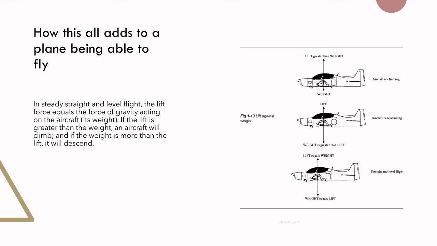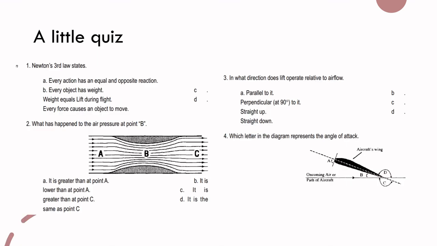Overall, all of these factors come together to increase an aircraft's lift. If an aircraft's lift is greater than its weight, it will ascend. If an aircraft's lift is equal to its weight, it will just stay where it is, stationary in the air or on the ground. If an aircraft's lift is lower than its weight, then it will start to descend.